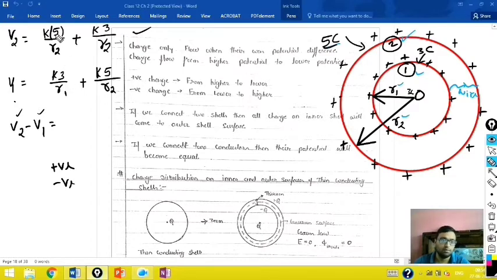Now tell me, if you have k5 upon r2 and you want to subtract all these terms, what will you get? This negative, negative, negative, and k3 upon r2 and k3 upon r1 will not be cancelled out, and k5 upon r2 and k5 upon r2 will be cancelled out. So what will our answer be? Our answer will be k3 upon r2 minus k3 upon r1. This will be our answer.